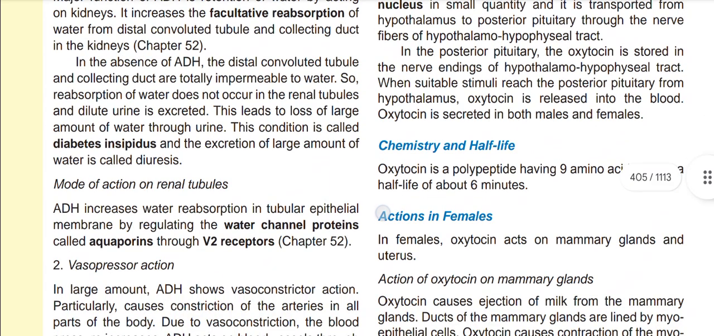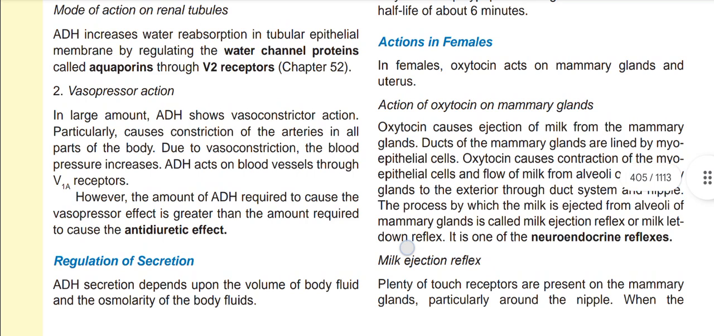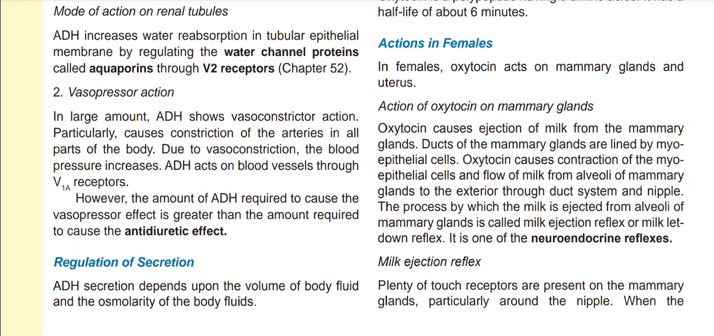Now, chemistry and the half-life. Oxytocin is a polypeptide and it has 9 amino acids. It has also a half-life of about 6 minutes. Now, action in females. In females, oxytocin acts on mammary gland and uterus.